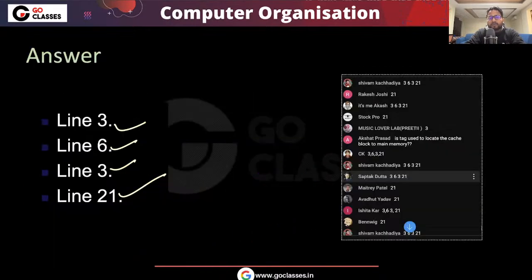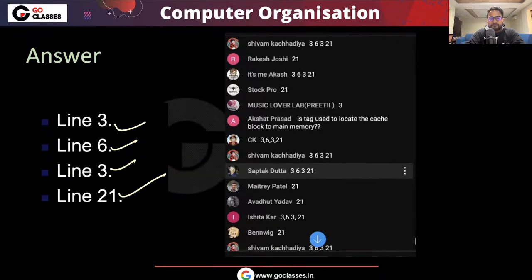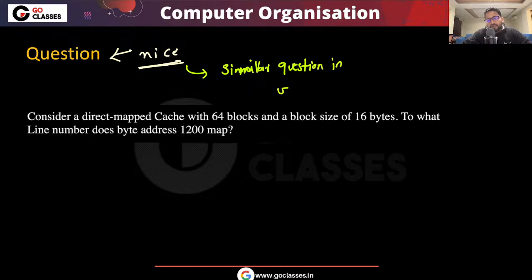Now let's move to the next question. So consider a direct map. This is a nice question. By the way, this kind of question has been asked in GATE 2024, I think, in the last year itself. A similar question, in the sense that they have given the data in decimal format. That's very interesting. Let's see this question.